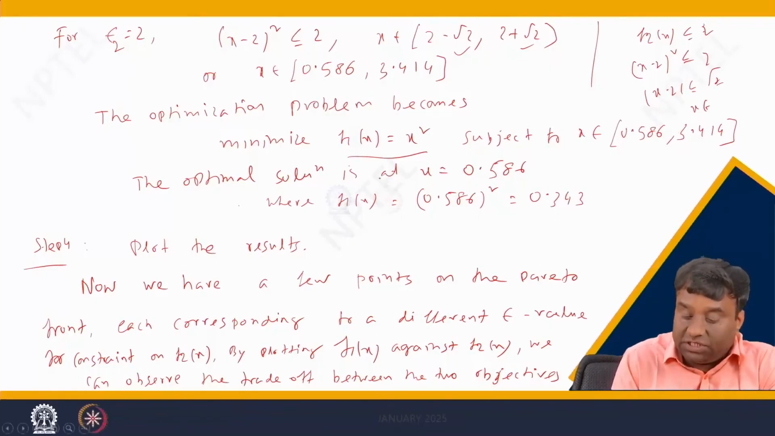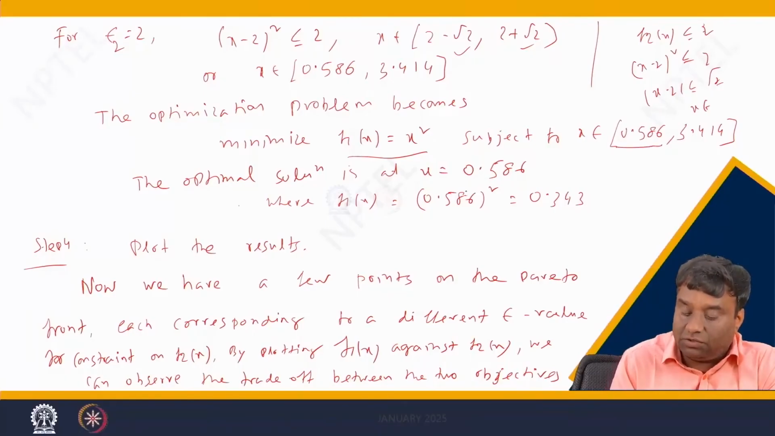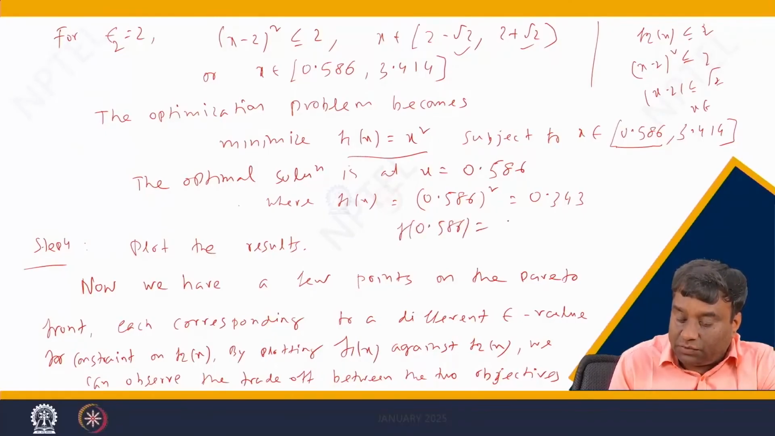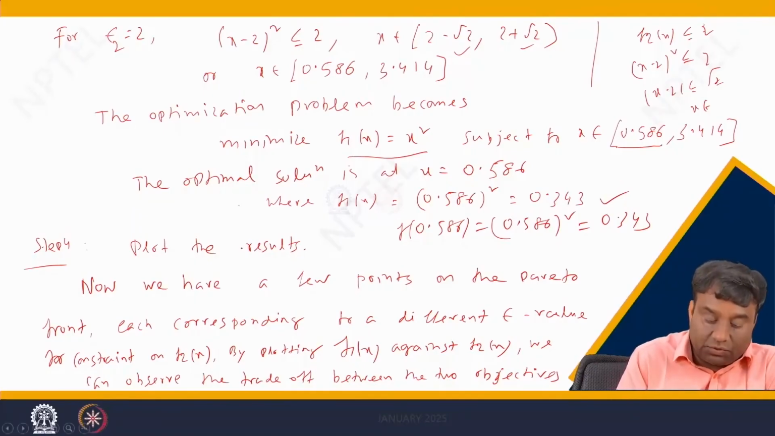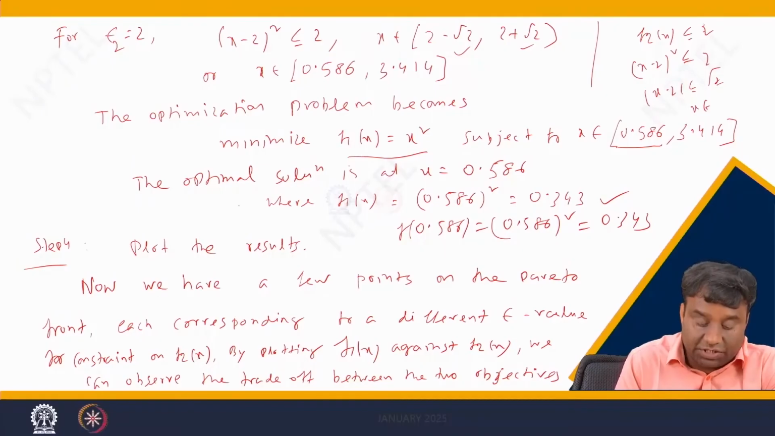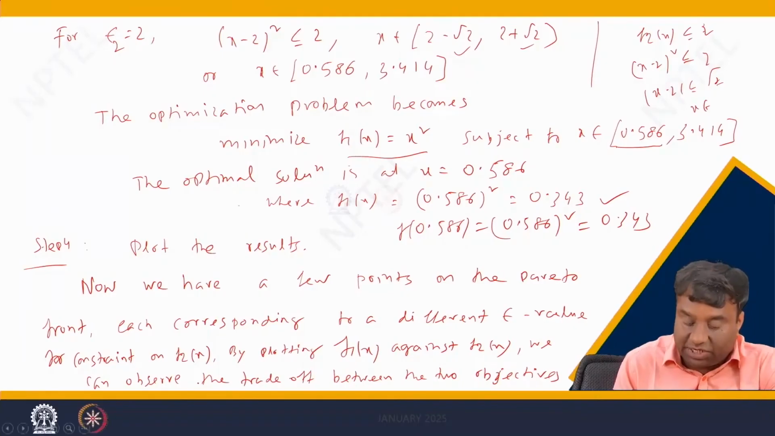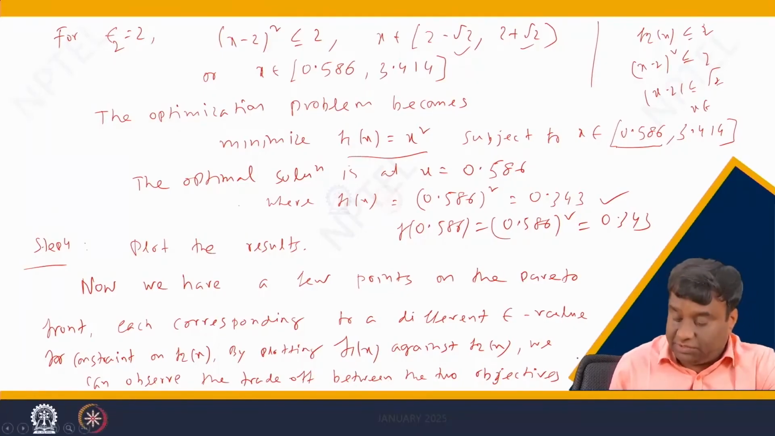So the optimal solution is at x equal to 0.586. So here f1(x) is f1(0.586), equal to 0.586 squared. So that, you'll get 0.343. So now we need to plot the results. Now we have a few points on the Pareto front, each corresponding to a different epsilon value for the constraint on f2(x). By plotting f1(x) against f2(x), we can observe the trade-off between the two objectives. So then we'll get the final result.